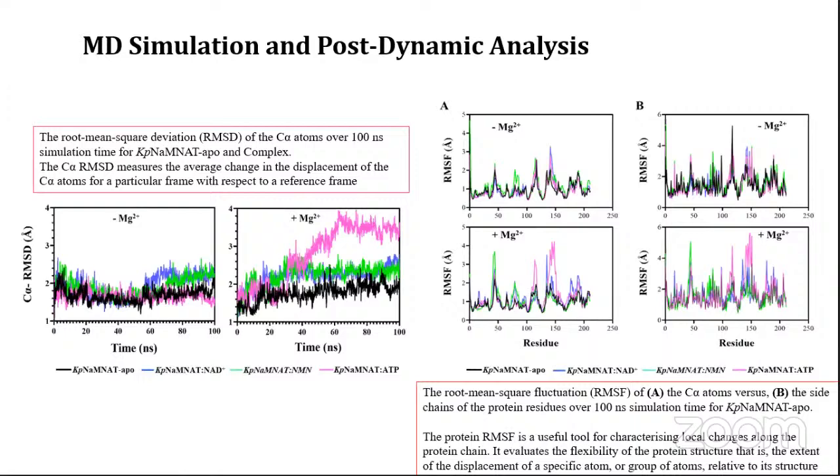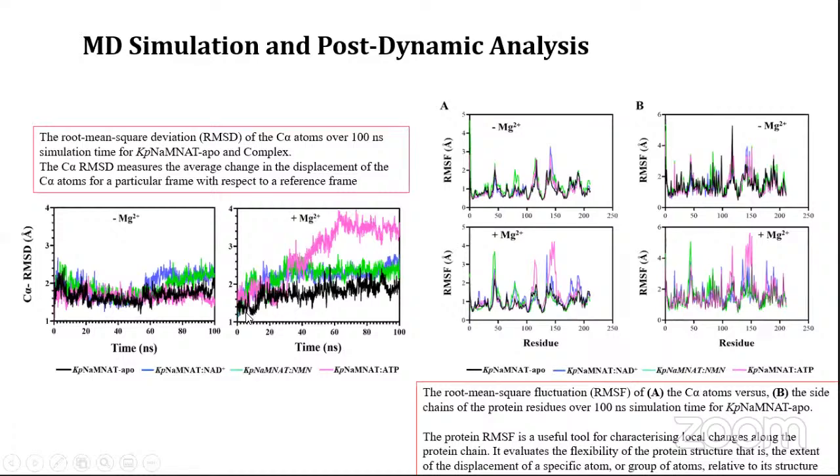Just to remind us that the protein is a metal activated enzyme. So the experiment was actually carried out both in the presence and in the absence of magnesium. And then in the absence of magnesium, we see that there was not much deviation from the protein when the APO structure, that's the native protein, was bound to the ligands.